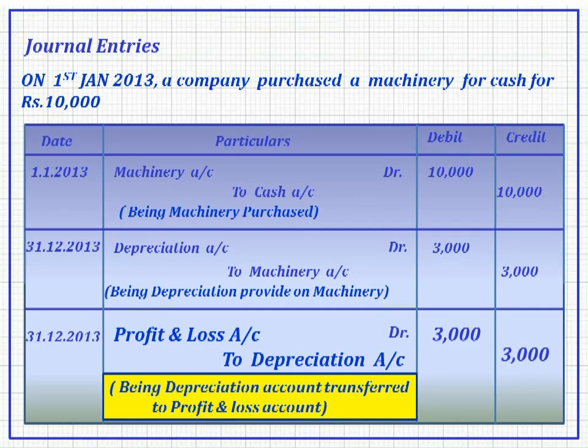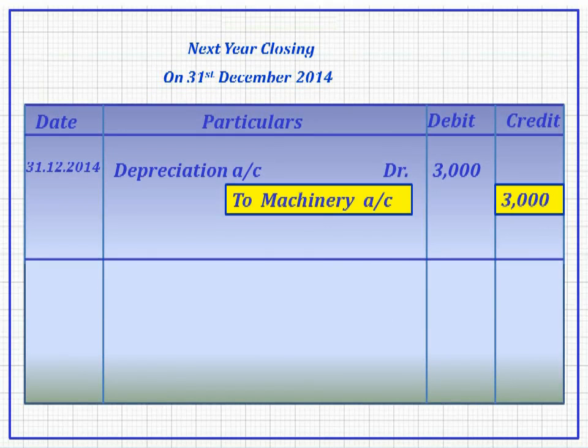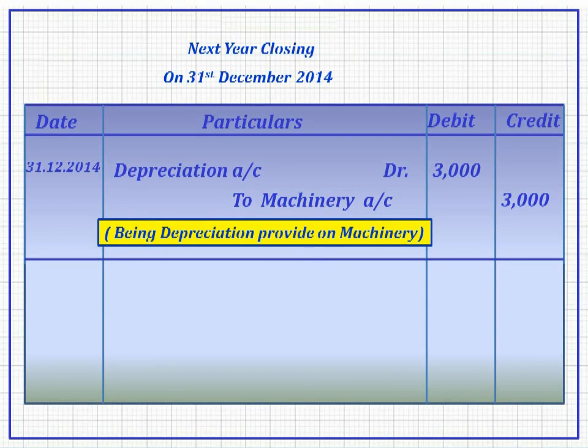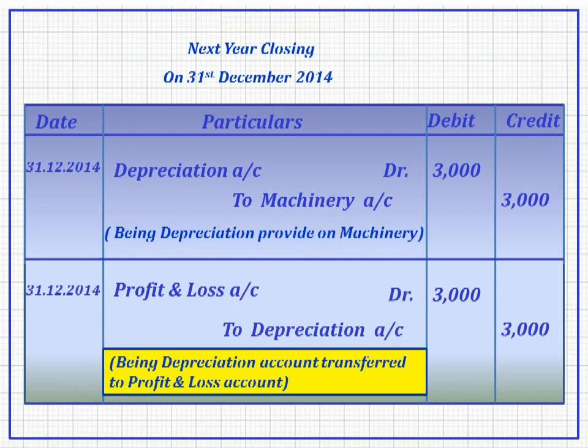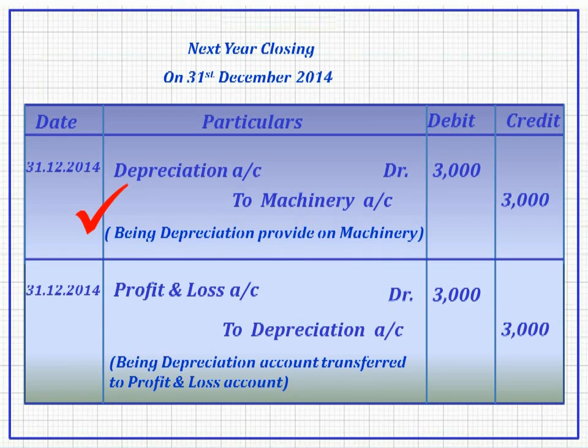Now come to the next closing. And the next closing is 31st December 2014. What we have to do today? We have to provide depreciation. So what will be the journal entry? Depreciation account debit to machinery account rupees 3000, and this depreciation account will be transferred to profit and loss account today. I mean to say the day of closing. Profit and loss account debit to depreciation account rupees 3000. So in this way, two journal entries are passed on the day of closing. Number one, depreciation is provided. Number two, the depreciation account is transferred to profit and loss account.